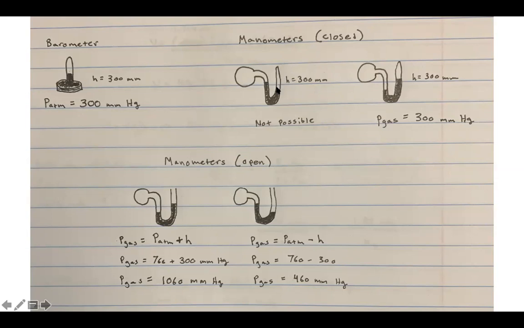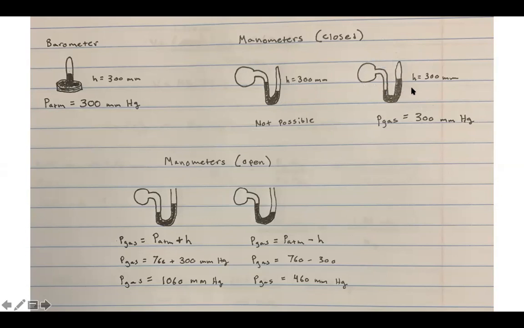Whenever you have a vacuum like this, you cannot have a height differential that is lower on the closed-ended side. This would almost tell you that you have negative pressure in this gas chamber, which just doesn't make sense. So if you ever have a closed-ended manometer with a height differential, drawing it like this and calculating it like this is not possible. If it has a height differential of 300 millimeters, it has to be drawn like this, with your mercury lower on your gas side.